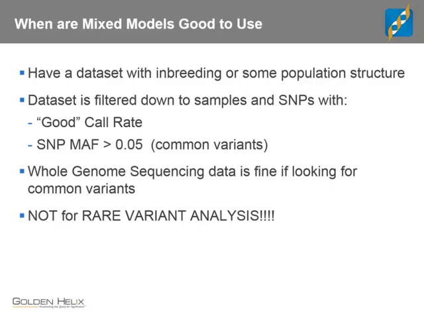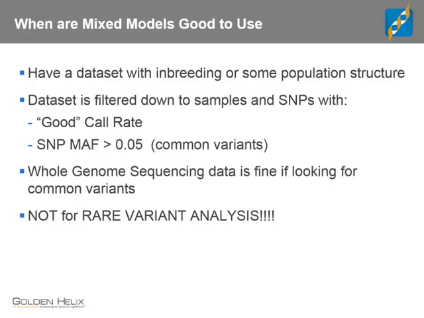Mixed models are good to use on datasets that have some inbreeding or population structure, or where cryptic relatedness is suspected. You will need to first filter your dataset down to samples and SNPs with good call rate. One rule of thumb is 90% call rate for SNPs and 98% call rate for samples. Depending on your project, you may decide to adjust those call rate requirements.